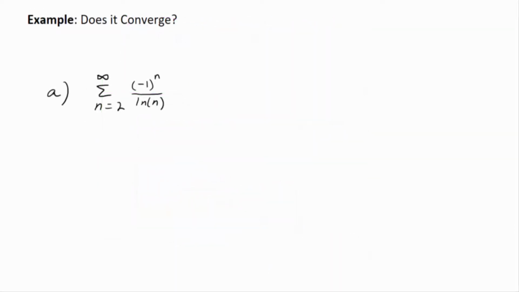So then let's apply the test. Does it converge? Part A, we have the sum from n equals 2 to infinity of negative 1 to the n, and then the natural log of n on the bottom. So negative 1 to the n divided by ln of n. Okay, what do we start at in this one? N equals 2. Why? What's the ln of 1? 0. You don't want to divide by 0.